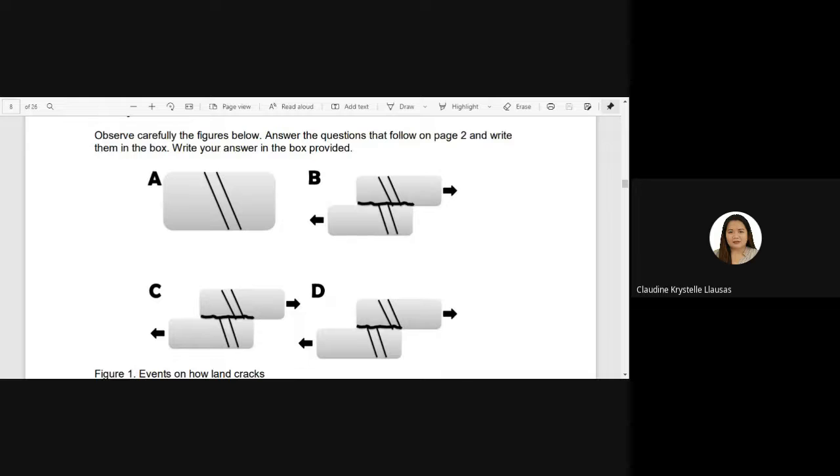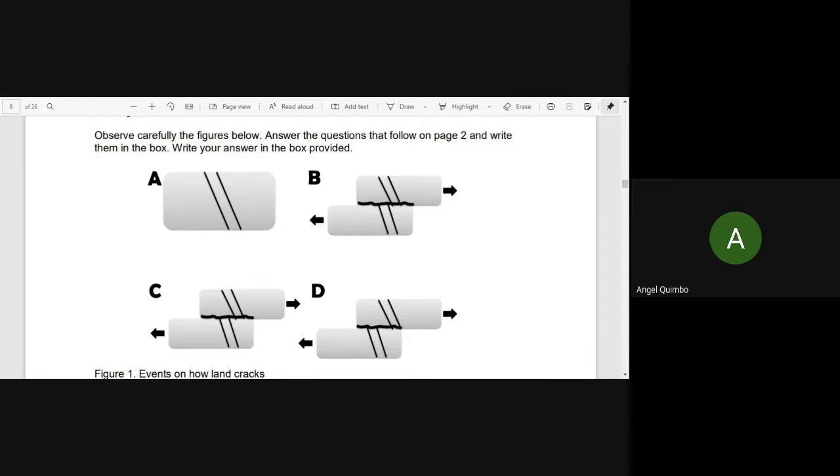Okay, look at the illustration on your screen and observe. You have 4 figures, figure A, figure B, C, and D. So, after that, you have to choose which of the four movement best illustrates a fault.